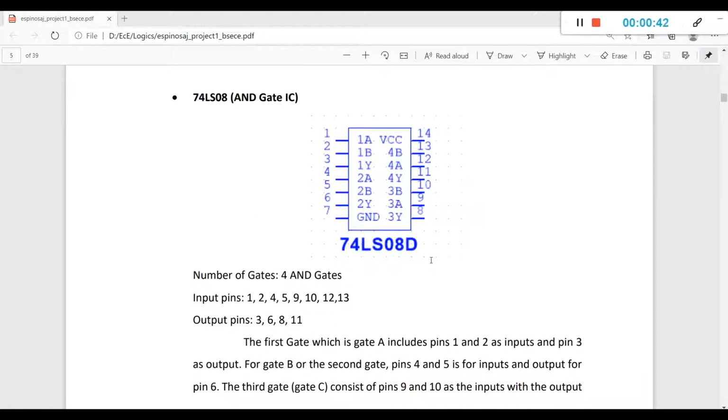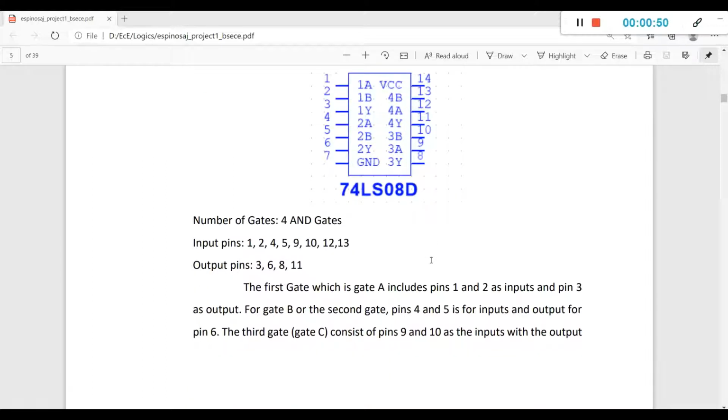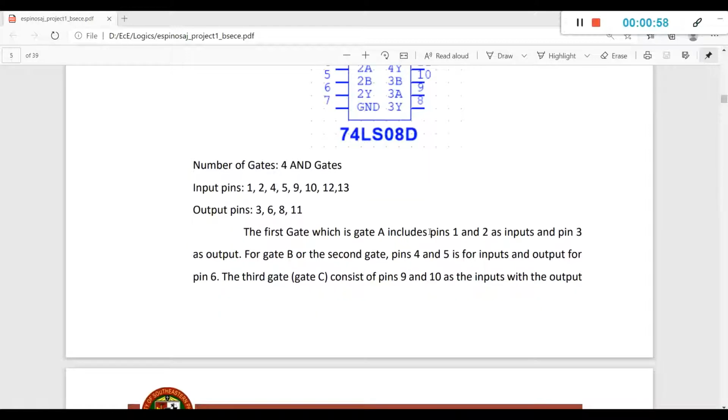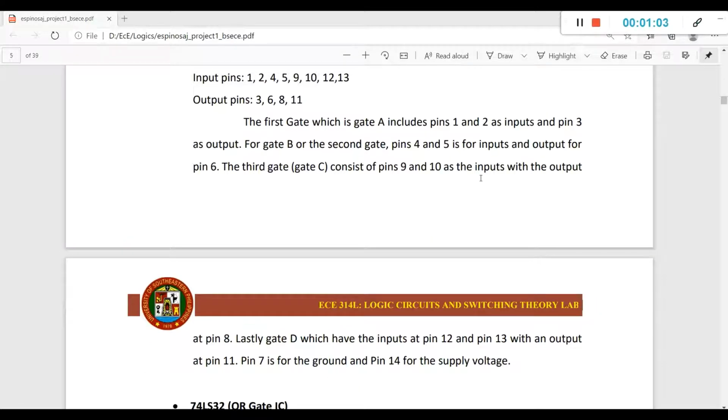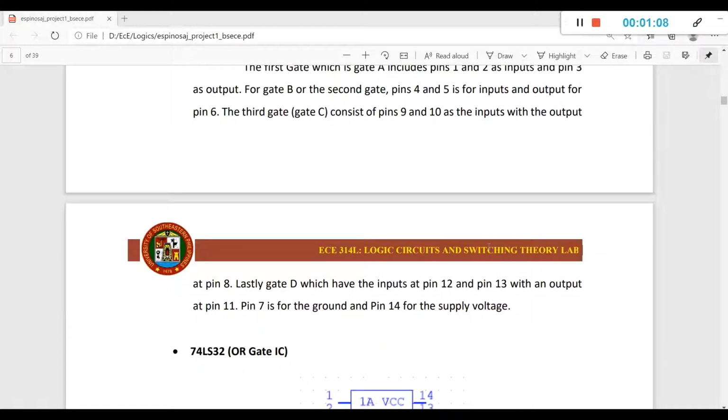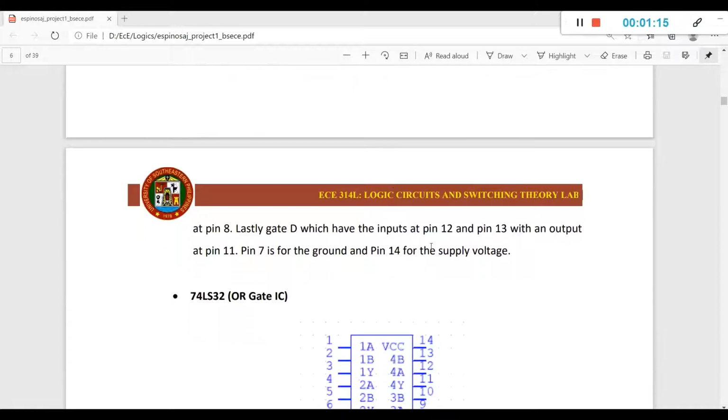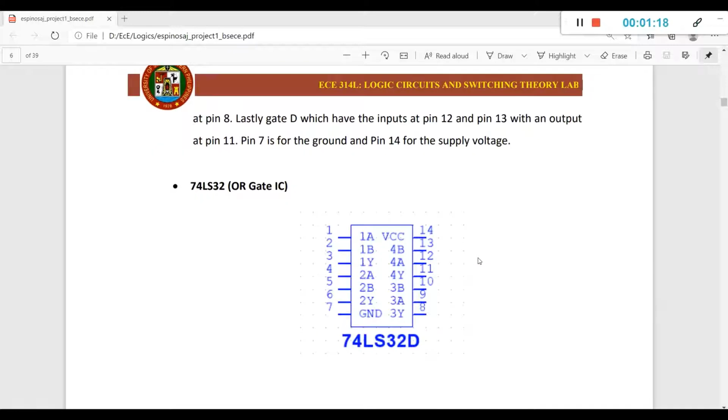For the 74LS08, which is an AND gate integrated circuit, this component is composed of 4 AND gates. The first gate, which is gate A, includes pins 1 and 2 as inputs, pin 3 as output. Gate B has pins 4 and 5 for input, and the output is pin 6. For gate C, pins 9 and 10 are inputs with output at pin 8. And lastly, gate D has inputs at pin 12 and pin 13 with an output at pin 11. Pin 7 is for the ground and pin 14 for the supply voltage.